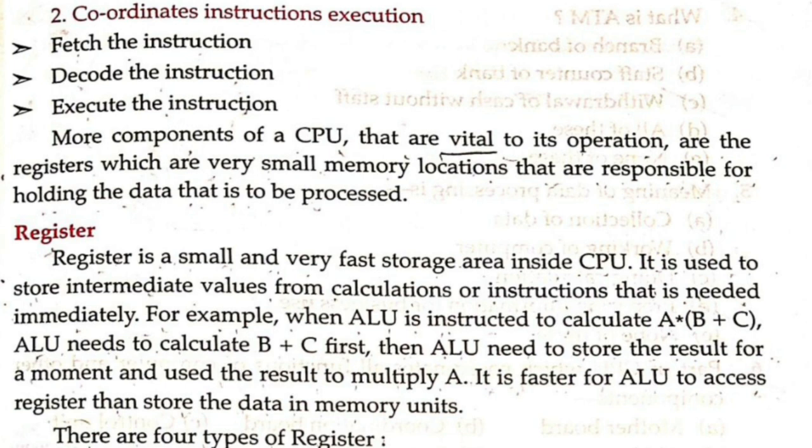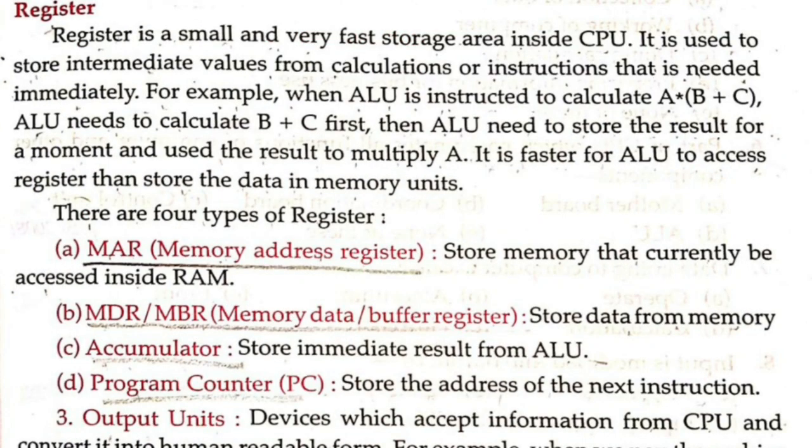For example, when the ALU is instructed to calculate A multiply (B plus C), the ALU needs to calculate B plus C first, then store the result for a moment and use the result to multiply A. It is faster for the ALU to access a register than to store the data in the memory unit.